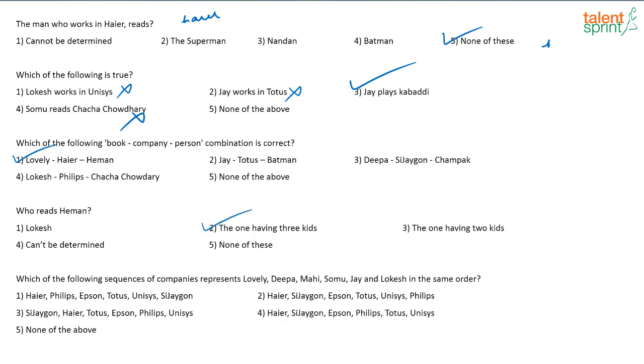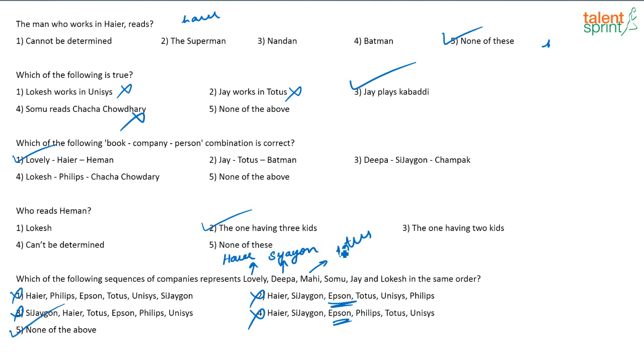Which of the following sequences of companies represents Lovely, Deepa, Mahi, Somu, Jay, Lokesh in the same order? Okay, they are looking at the company, right? So which company is Lovely working in? Lovely is working in Higher. Deepa is working in CGL, right? Then Mahi. So this option is gone. Where is Mahi working? Mahi is working in Tortoise, right? So again here it is given Epson. So obviously these two options are also gone. So your correct answer will be none of the above, right?